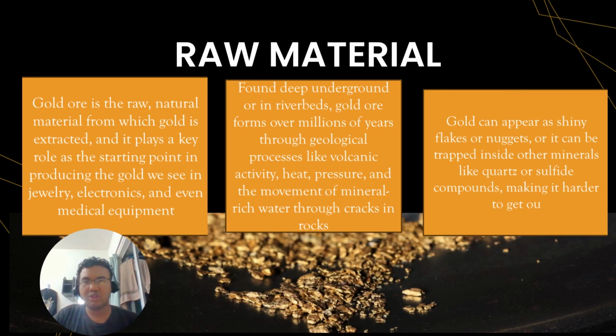As we all know, gold ore is the raw natural material from which gold is extracted, and it plays a key role as the starting point in producing the gold we see in jewelry, electronics, and even medical equipment. Gold is found deep underground or in riverbeds. Gold ore formed over millions of years through geological processes like volcanic activities, heat, pressure, and the movement of mineral-rich water through cracks in the rock. Gold can appear as shiny flakes or nuggets, or it can be trapped inside other minerals like quartz or sulfide compounds, making it harder to get out.